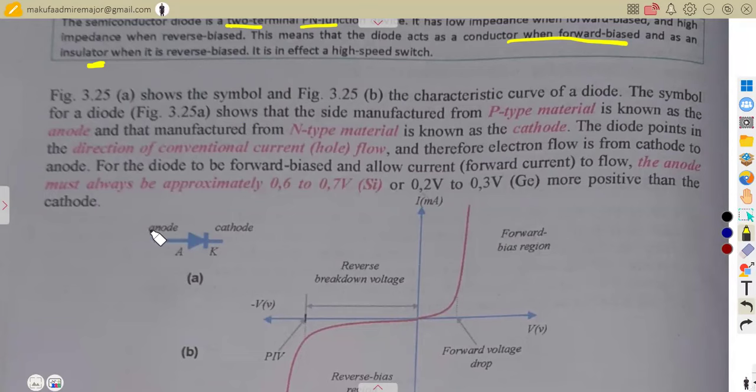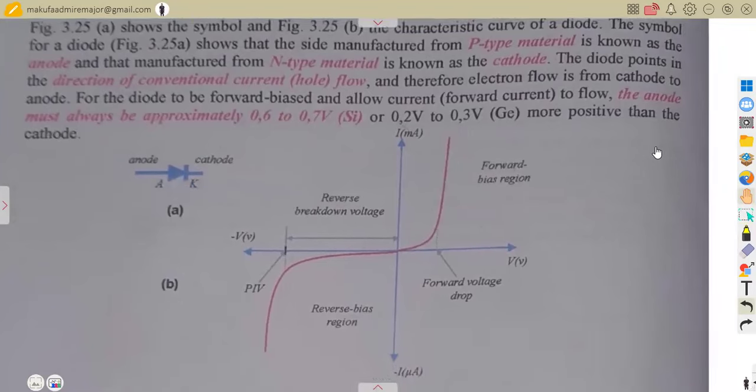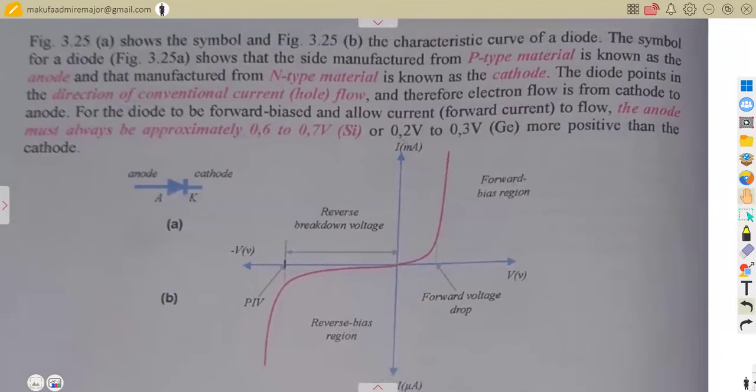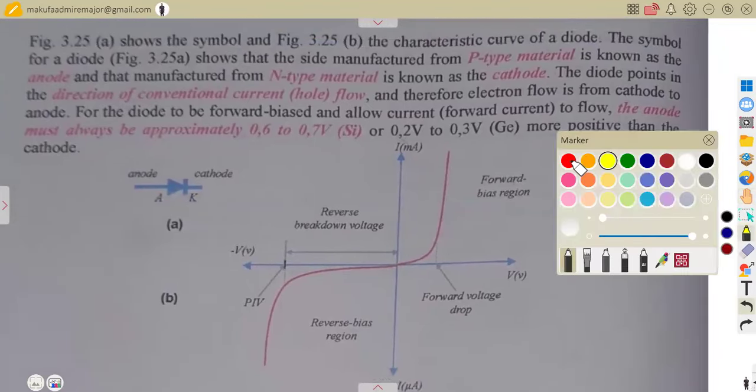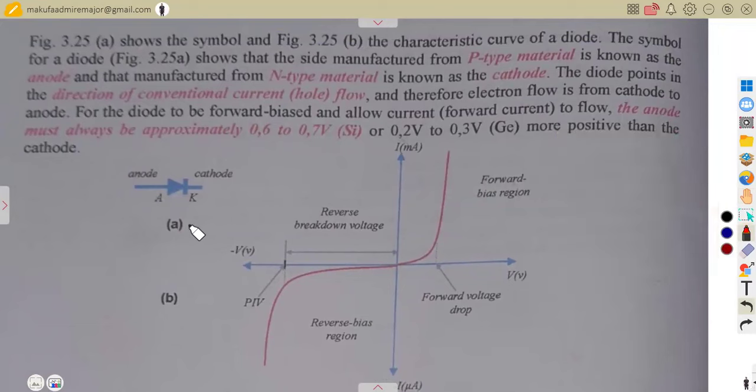Those are the two most common in your syllabus. So this is the symbol of a normal diode, having the anode and the cathode. Okay, so that is it, guys. Then for the voltages, it's going to be different depending on whether you are working with a silicon or a germanium. These are the approximate voltages: 0.6 to 0.7 for a silicon, and 0.2 to 0.3 for a germanium.